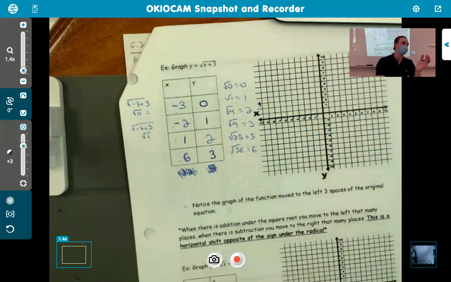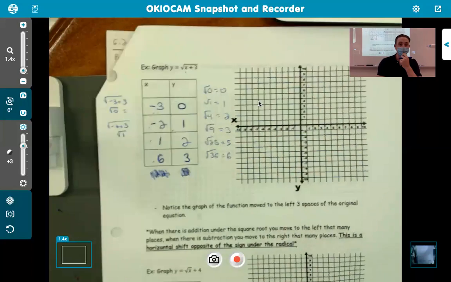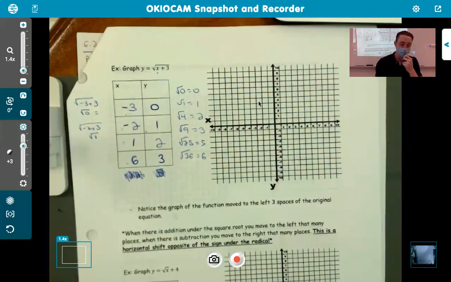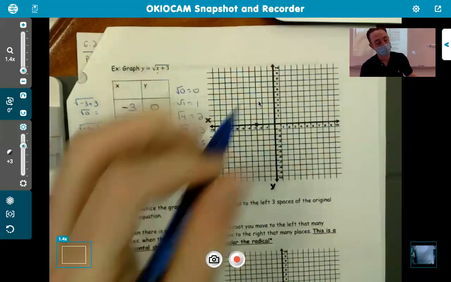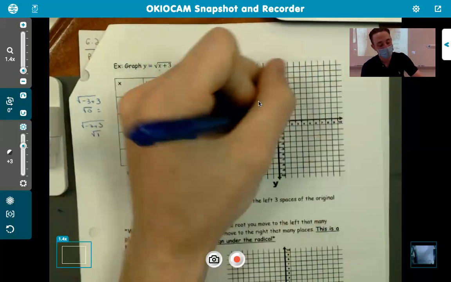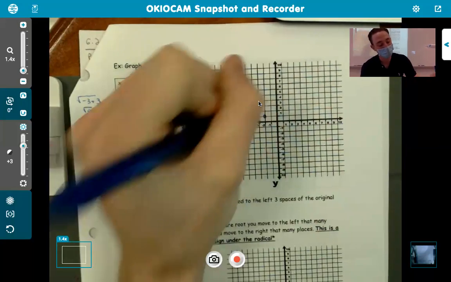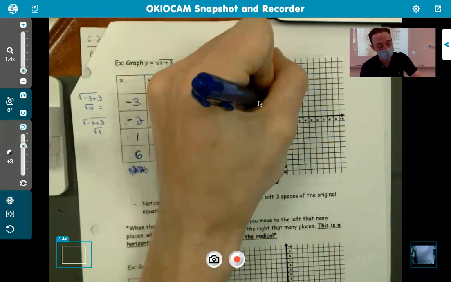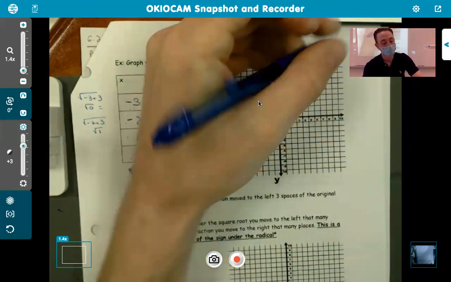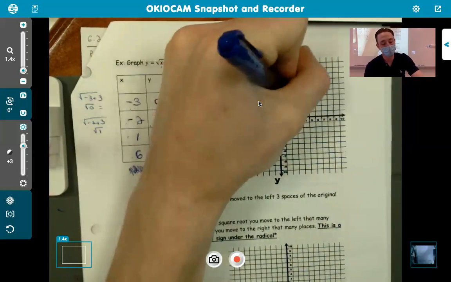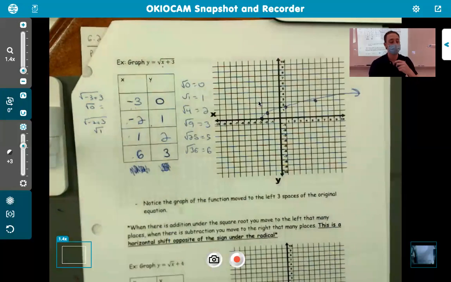It's a really useful skill for us to understand now because it's going to make all of our problems a lot easier. Okay, let's go through and plot these points. So -3, I'm at 0. -2, I'm at 1. 1, I'm up at 2. 6, I'm up at 3. And now my function looks like this. So the square root of x plus 3, I have this shape graph.